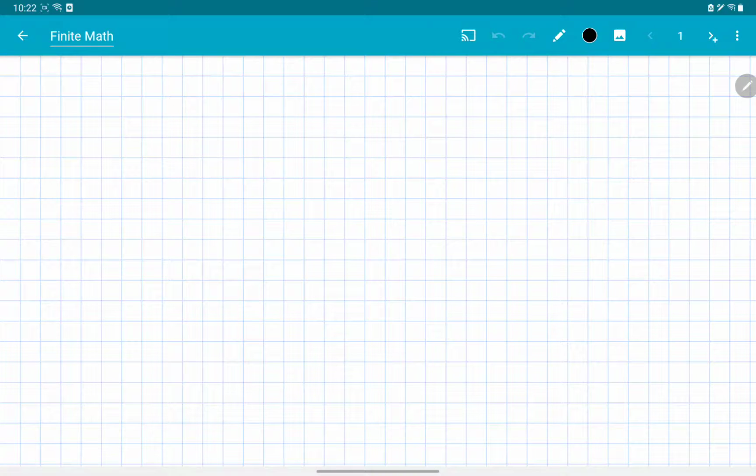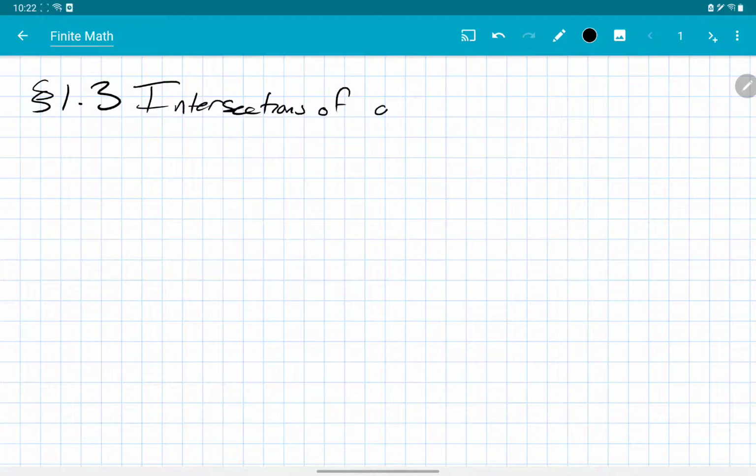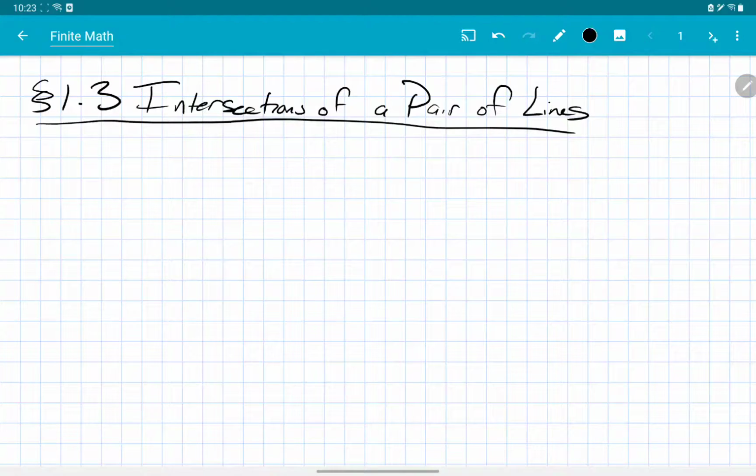Today we're going to talk about section 1.3, which is intersections of a pair of lines. All right, so if there are two lines in a plane, there are three possibilities of how they can interact.